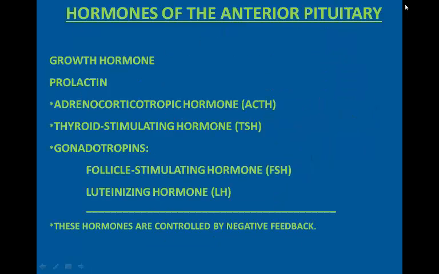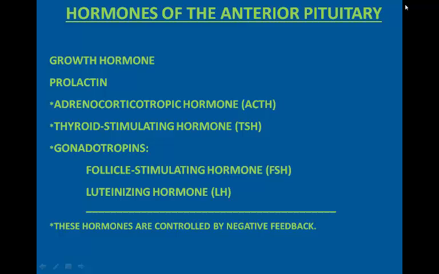So, at the risk of being redundant, these are the hormones of the anterior pituitary gland: growth hormone, prolactin, adrenocorticotropic hormone, or ACTH. Look at that word a moment. Adreno has to do with the adrenal gland. Cortico, specifically the adrenal cortex. Tropic means to have an effect on. So ACTH. Thyroid stimulating hormone, or TSH, is another hormone.